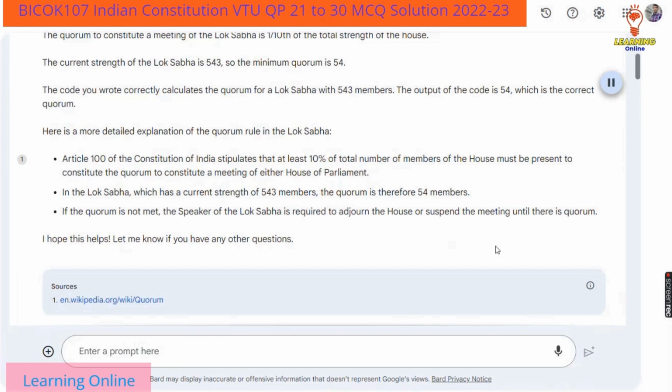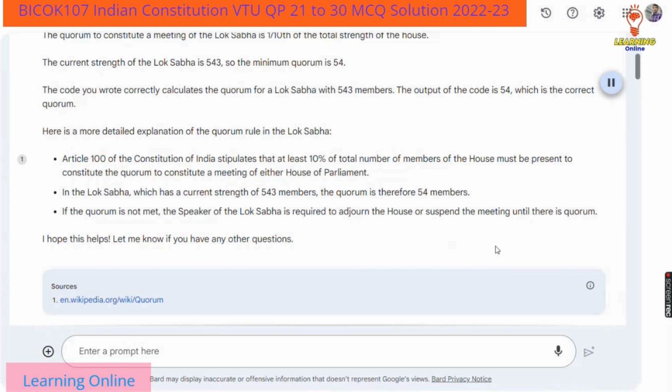Article 100 of the Constitution of India stipulates that at least 10% of the total number of members of the House must be present to constitute the quorum to constitute a meeting of either House of Parliament. In the Lok Sabha, which has a current strength of 543 members, the quorum is therefore 54 members.